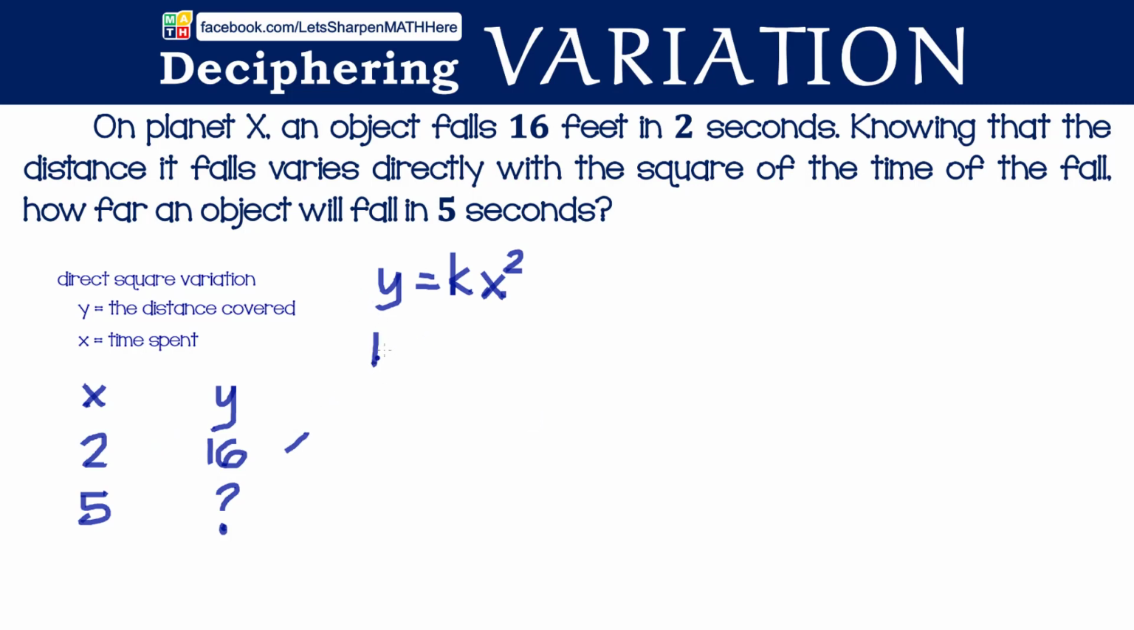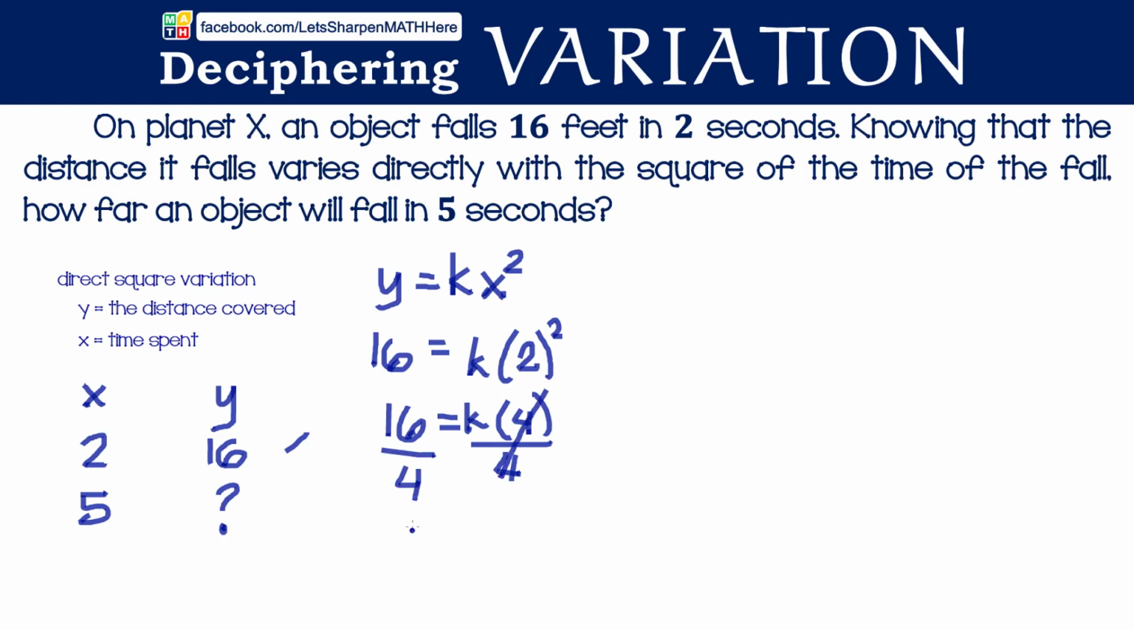So y, which is 16, is equal to k times 2, but don't forget the square. It's still, again, direct variation, but more specifically direct square variation. So before we could use the division property of equality, we would know that the square of 2 is just equal to 4. And hence, it's not 2 that we will be dividing for both sides, but 4. So we'll divide here as well. In short, the value of k is 16 over 4, or simply 4.